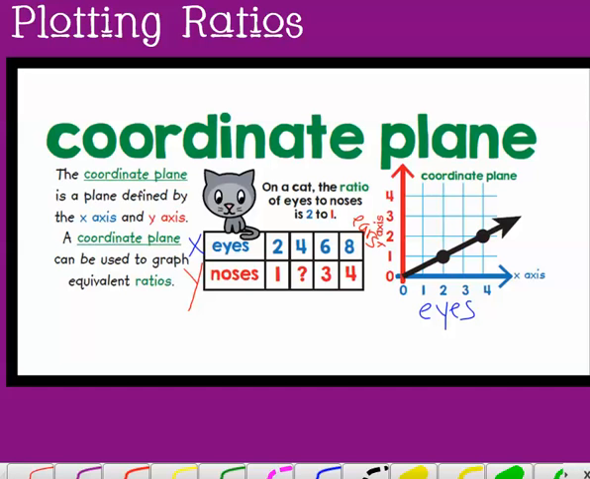So we can plot by taking our 2 to 1. 2 eyes compared to 1 ear, and plot that point. That represents our 2 to 1. And then we can plot the 4. We know that if we've multiplied by 2 on the x, we have to multiply by 2 on the y. So if we have 4 eyes, we're going to see 2 noses, which means we have 2 cats.